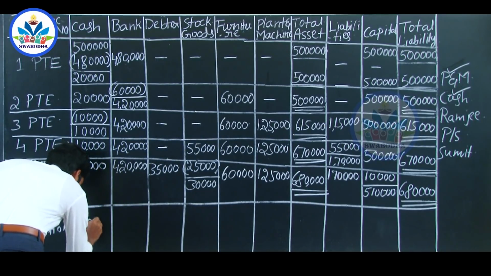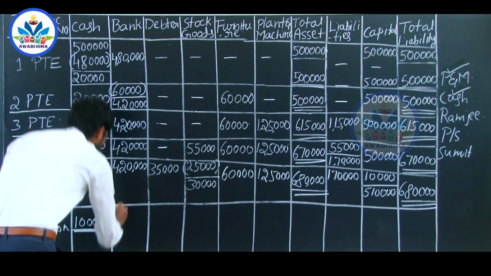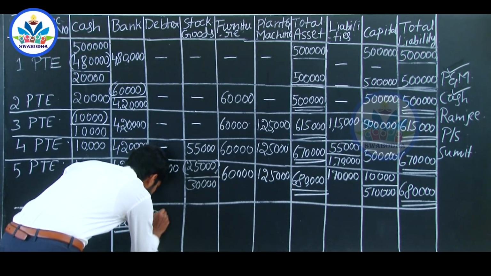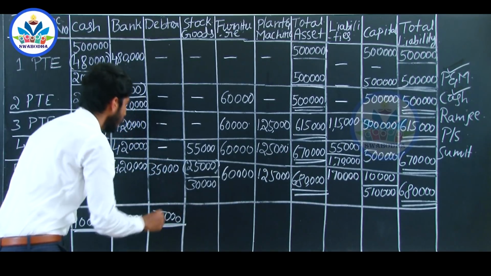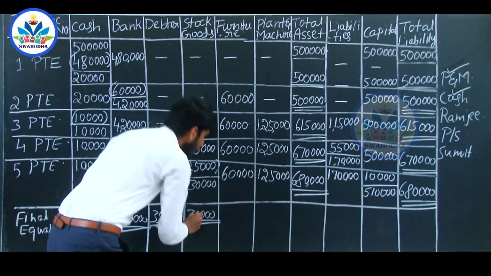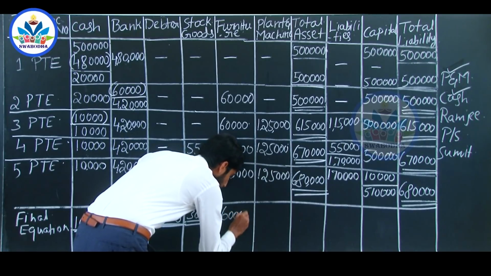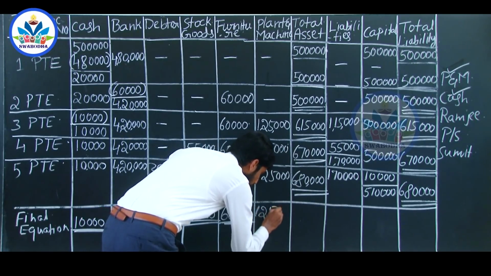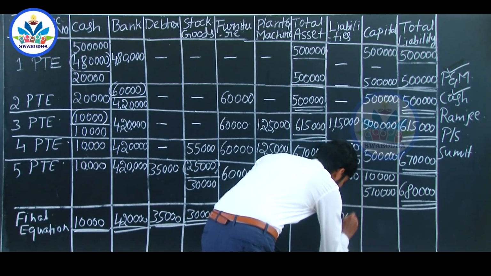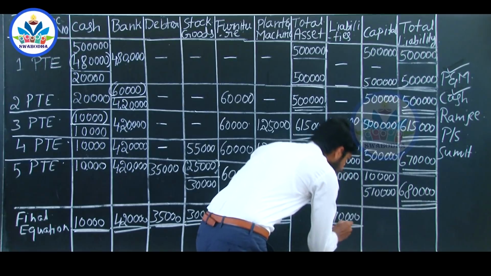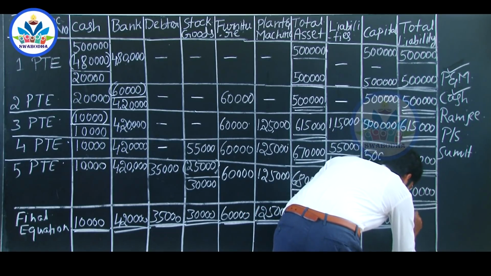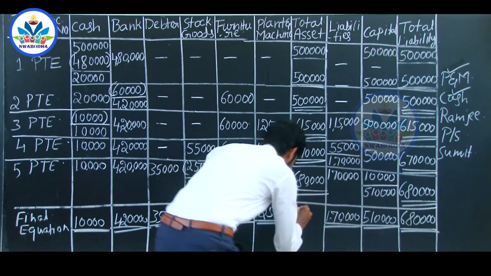Final equation. 10,000 of cash, 4,20,000 of bank balance, 35,000 of debtors, 30,000 of stock, 60,000 of furniture, 1,25,000 of plant and machinery, 1,70,000 of liabilities, 5,10,000 of capital, and total is 6,80,000 on both the sides.